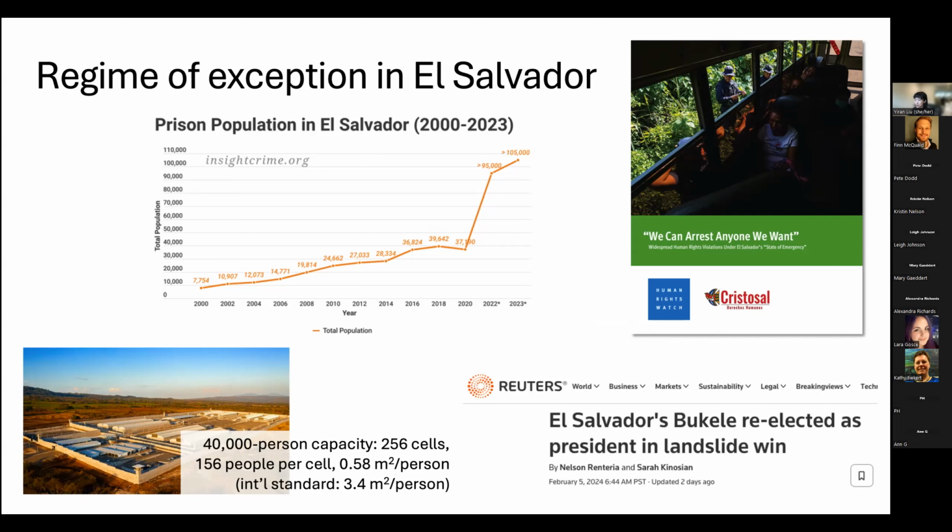And the future of the country and the prison population is quite uncertain. The president, Bukele, was just reelected last month in a landslide victory. He's very popular for these tough on crime policies. And so the future of El Salvador does look quite bleak, but it's certainly very uncertain.